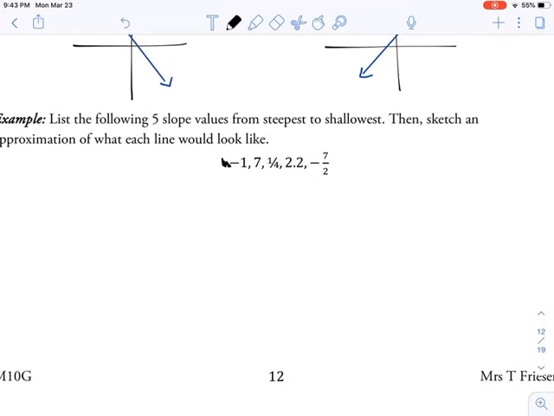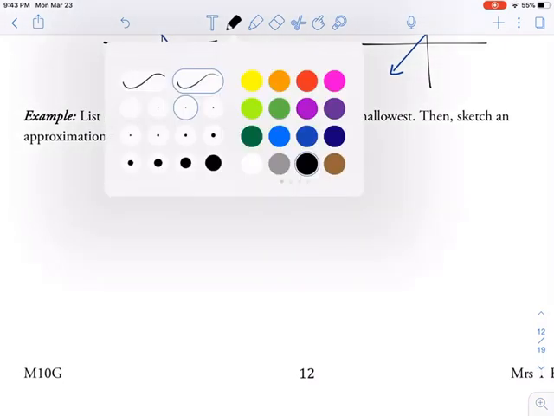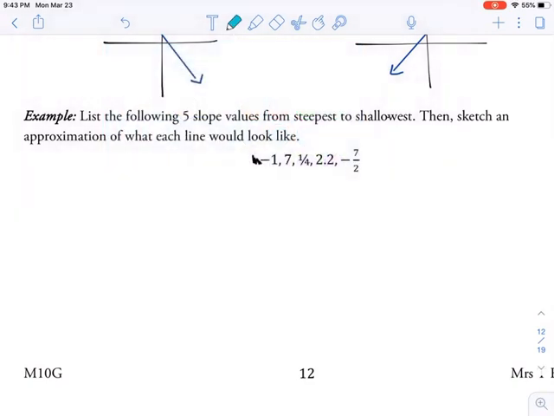Okay, so we are going to list the 5 slopes that I showed you here from shallowest to steepest, and then we're going to do a quick sketch of each of them, okay? So remember that the steepest line will be the furthest from 0, and the shallowest line will be the closest to 0, okay? And it does not matter what the sign is for steepness or shallowness. So when we're looking at steepness and shallowness, we're just ignoring the sign. We're just looking at how big or how close to 0 the number is, or how far from 0.